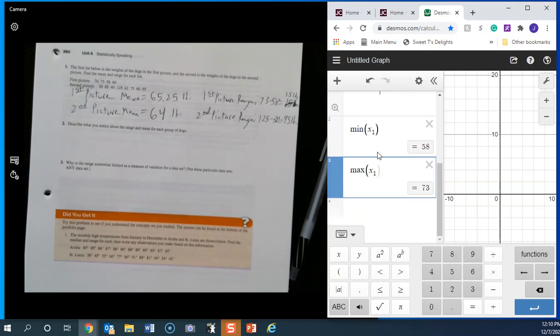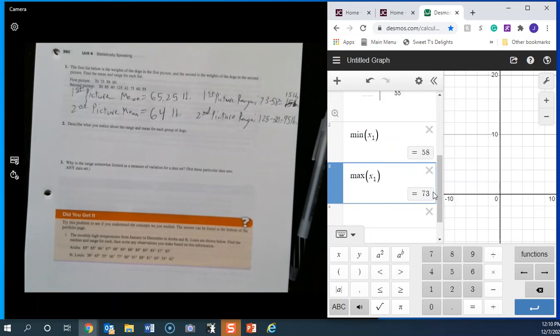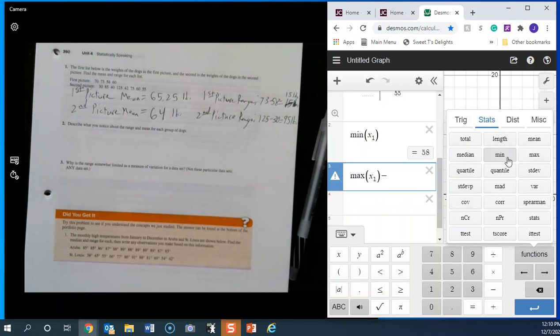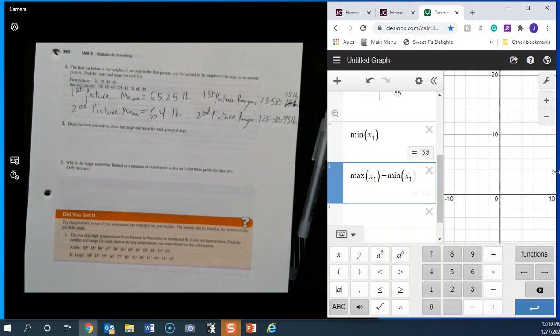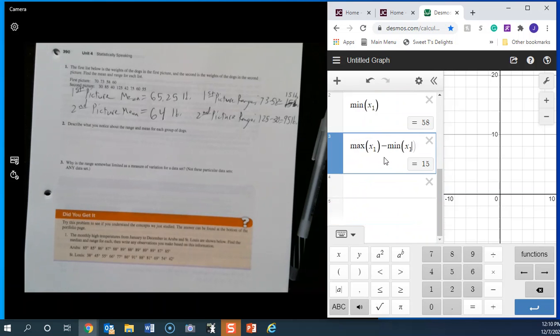Or you could do this. You could even get fancy with this. You could do the max value. Well, since it's already here, since we had a max, we could do minus, and then we could go here to the minimum. Max minus minimum, it gave us 15. So this is one way you could do it when you put it in the table.